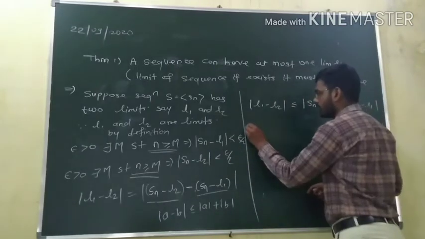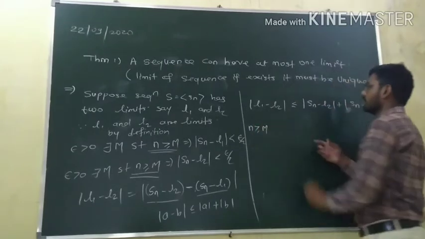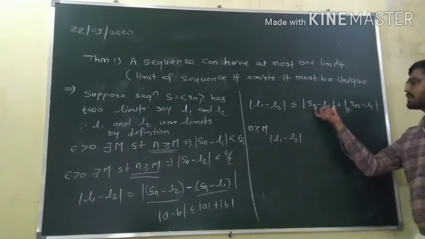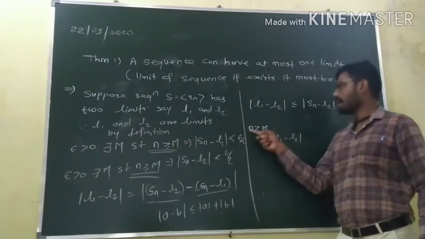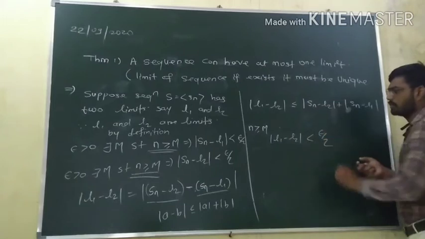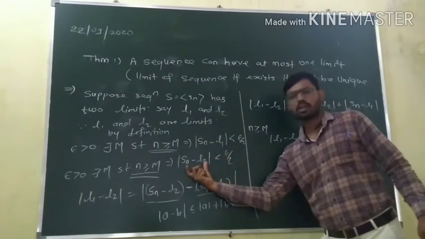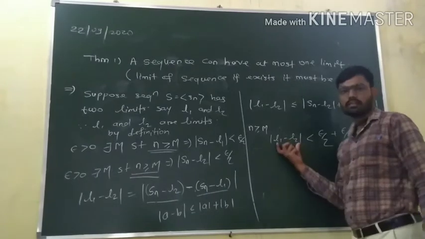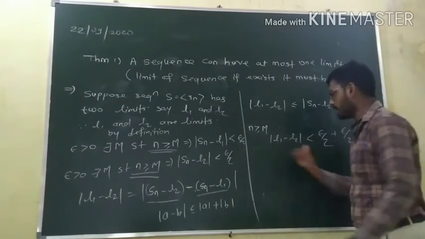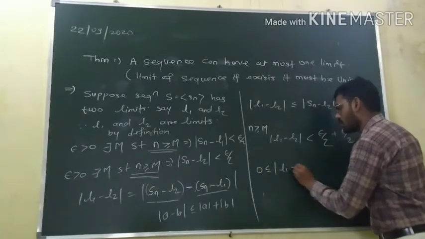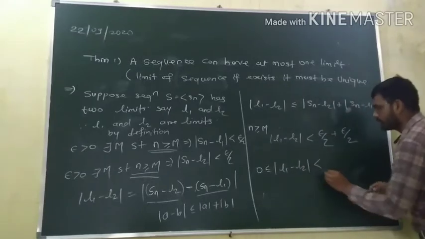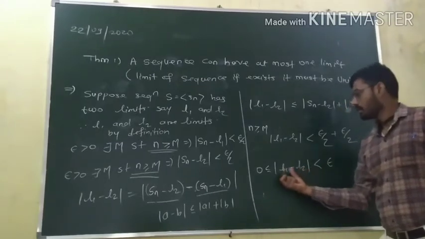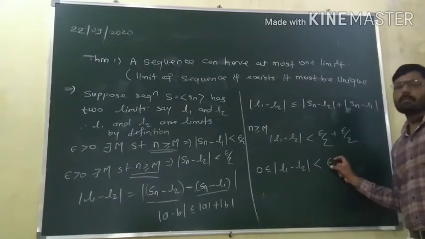Now whenever n is greater than or equal to m, this mod and this mod are each less than epsilon by 2. So the mod of L1 minus L2 is less than epsilon by 2 plus epsilon by 2 whenever n is greater than or equal to m. Also, the mod of any number is always greater than or equal to 0, so we can say that 0 is less than or equal to the mod of L1 minus L2, and this is strictly less than epsilon by 2 plus epsilon by 2, that is epsilon.